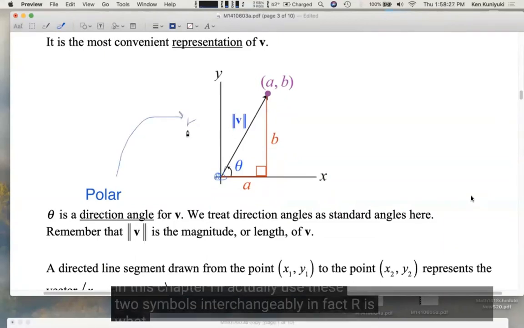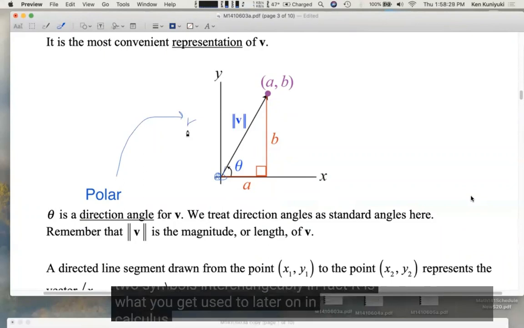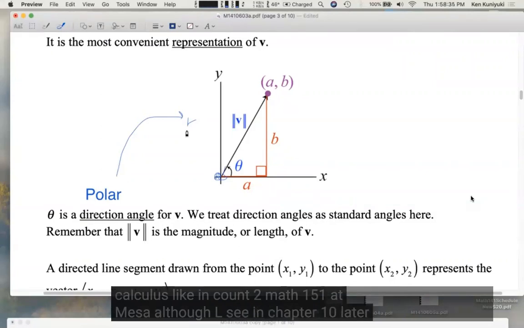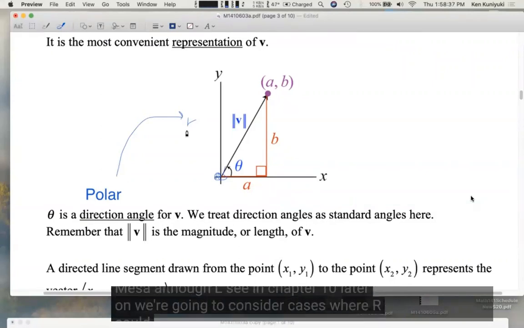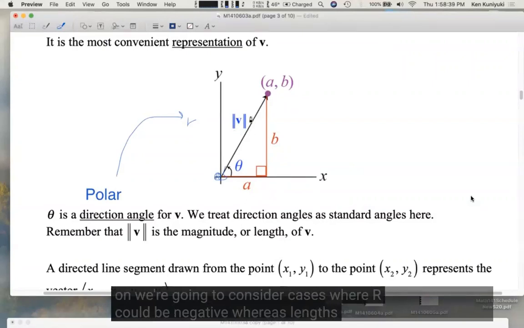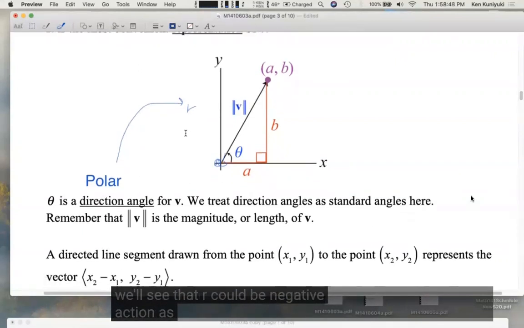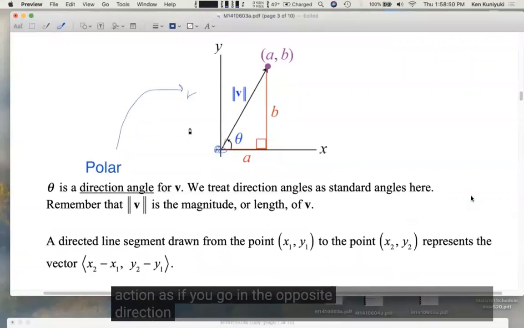In fact, R is what you get used to later on in calculus, like in Calc 2, Math 151 at Mesa. Although, as we'll see in Chapter 10, later on, we're going to consider cases where R could be negative, whereas lengths, like the length of V here, cannot be negative in Chapter 6. Later on in Chapter 10, we'll see that R could be negative, actually. That's if you go in the opposite direction.